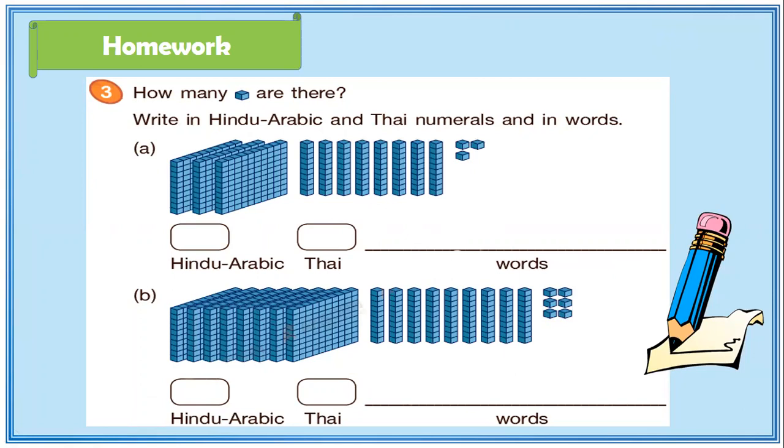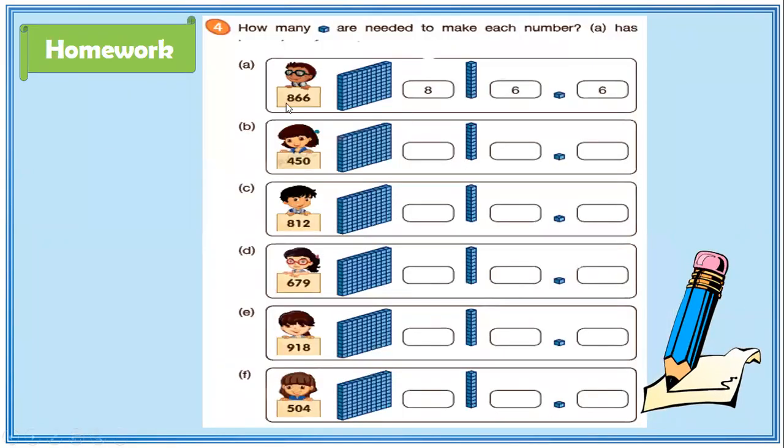Good. And for number 4, how many cubes are needed to make each number? So as you can see, letter A has been done for your reference. So look at this. So to make 866, you need 8 blocks of these cubes, and you need 6 sets of these cubes, and you need 6 pieces of this cube. Am I understood?